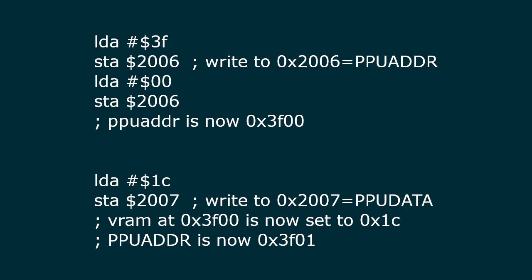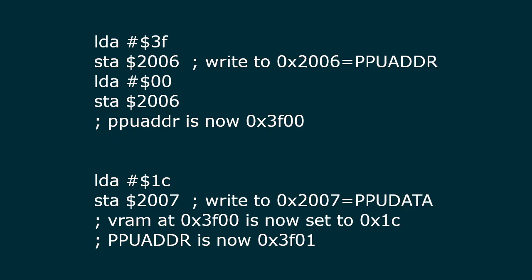Now that we have PPU address set up, we need to write to PPU data to actually set the value in that palette. We want to write 1C, so we load the accumulator with that value and store the accumulator, this time into the PPU data register. And because PPU address was previously hex 3F00, this accomplishes writing 1C into the VRAM memory at position 3F00. After this store, PPU address is also incremented.